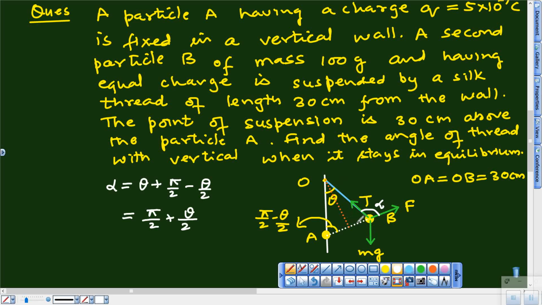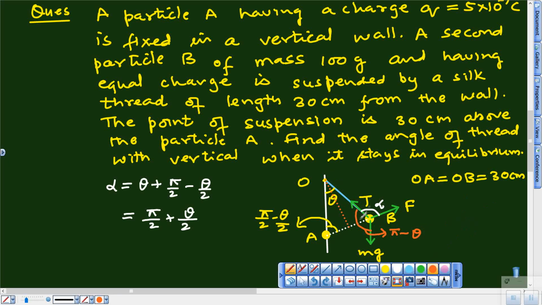And this angle, which I can show with a different color, is going to be π minus θ. Why? Because mg and the wall both are vertical, they are parallel. So this string can be considered as a transversal, and you know that when two parallel lines are cut by a transversal, the sum of the internal angles is π. So this angle is π minus θ.